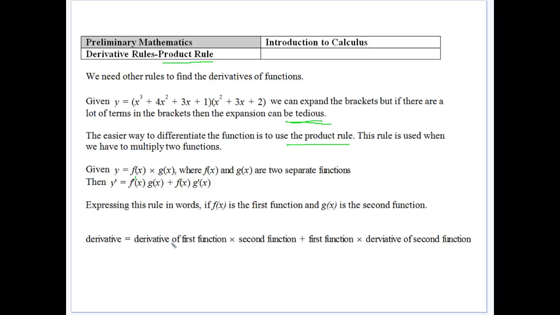Sometimes it's easier to remember this rule in words. So if f(x) is the first function, g(x) is the second function: derive the first times the second, plus the first function times the derivative of the second. That's what the derivative function will come out as when we've got two functions multiplying by each other.